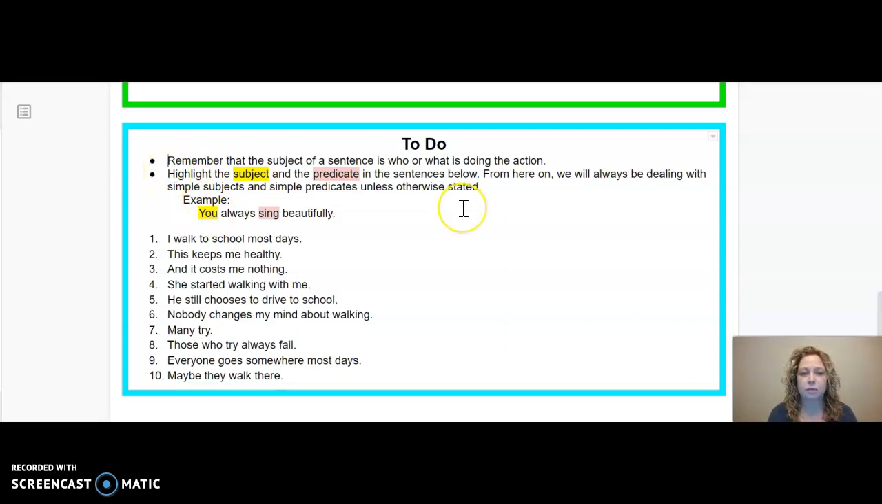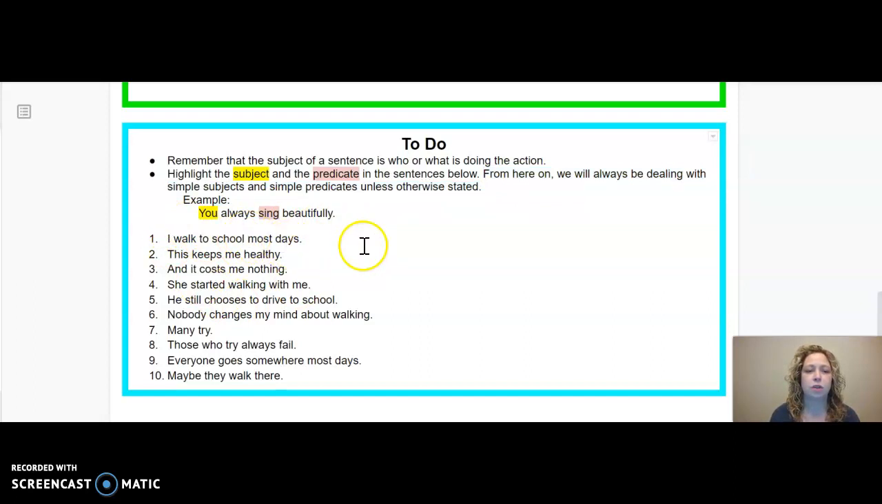You're going to highlight the subject and predicate. From here on out, I want you to notice this. From here on out, we'll always be dealing with the simple subject and the simple predicate unless I tell you otherwise. So in the past, we did some work with complete subject and complete predicate, and then we moved on to simple. And from this point forward, just assume when I say subject and predicate, I mean simple subject, simple predicate.